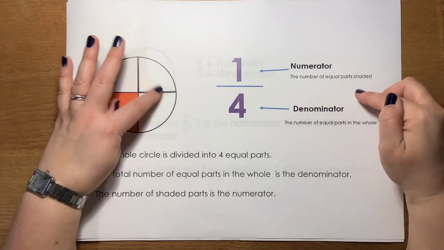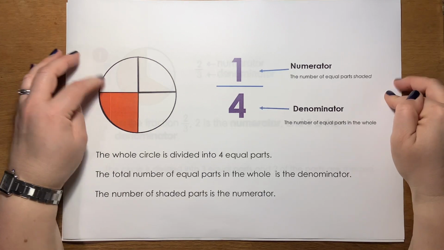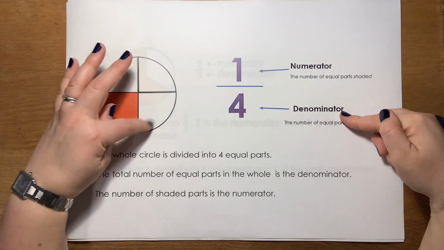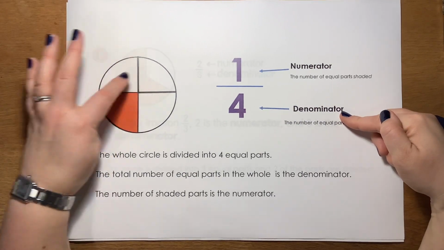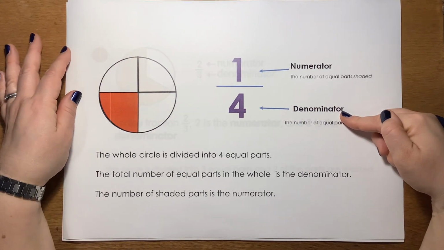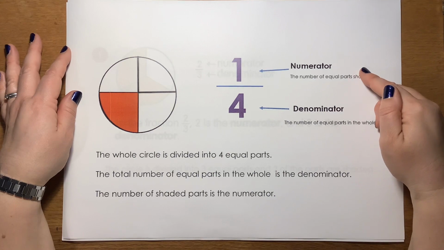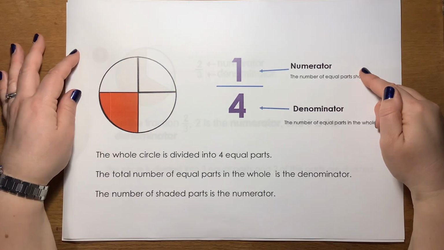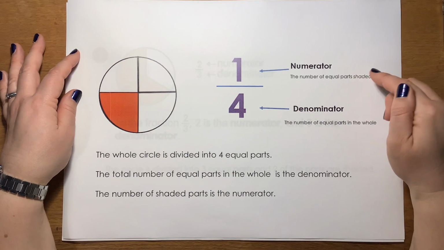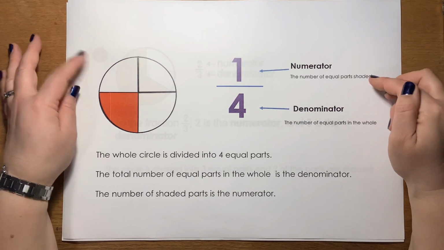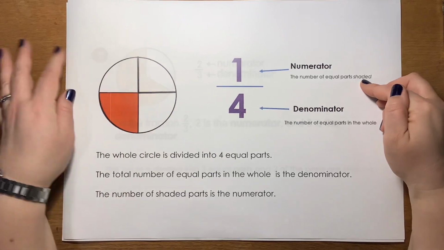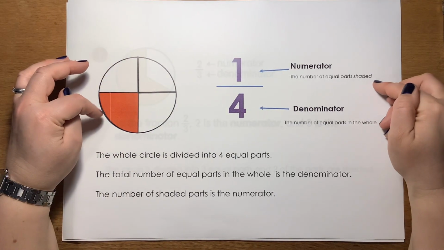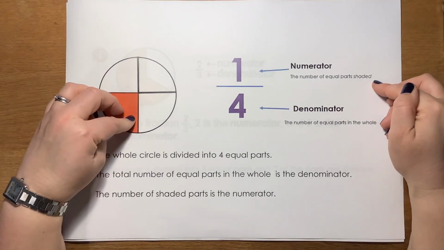So if we wanted to think about how many parts were not shaded, our denominator would still be 4 because that doesn't change. We still have 4 equal parts. But our numerator would be 3 because we have 3 parts out of the 4 that are not shaded. So the fraction of parts not shaded in this representation would be 3/4. The fraction of parts shaded is 1/4.